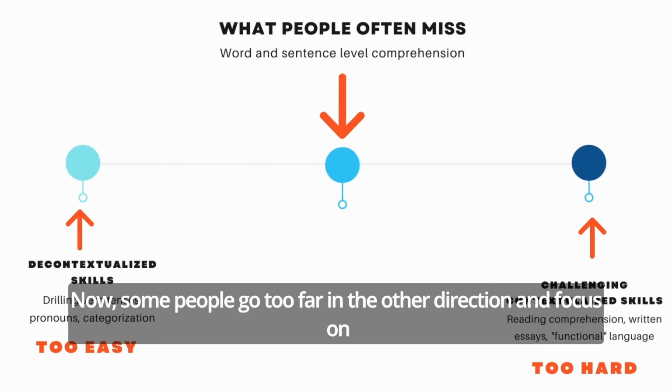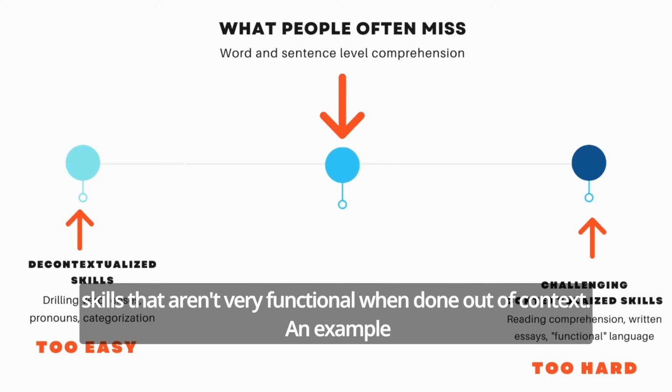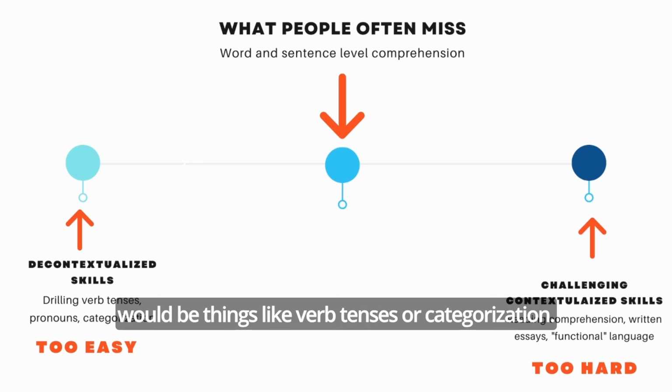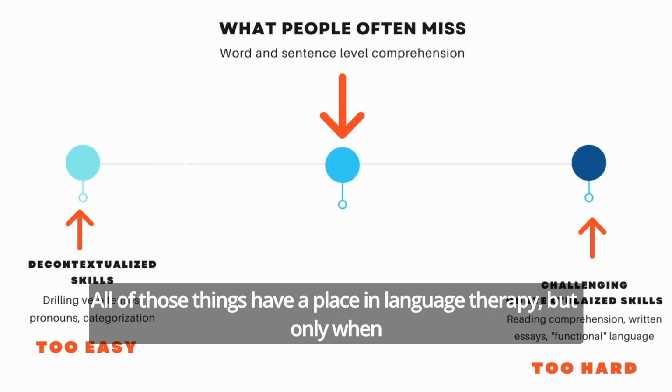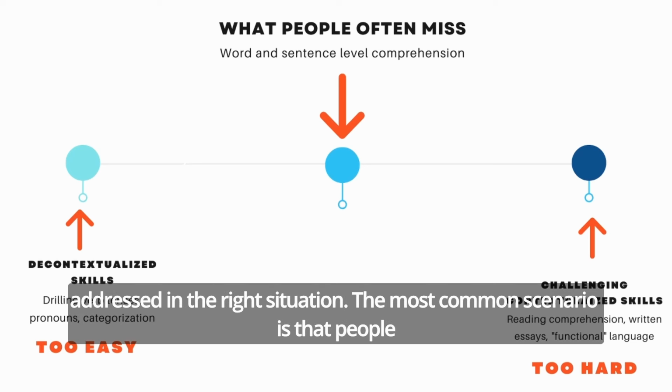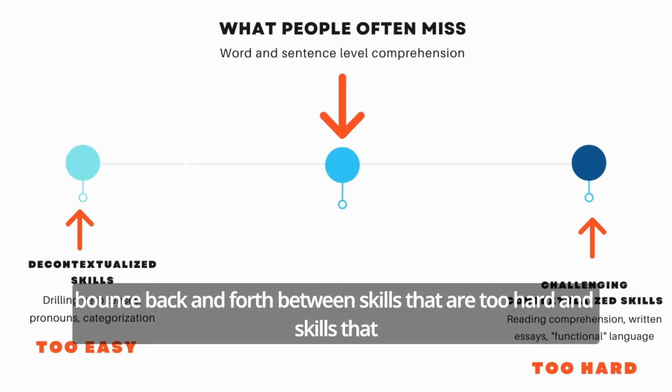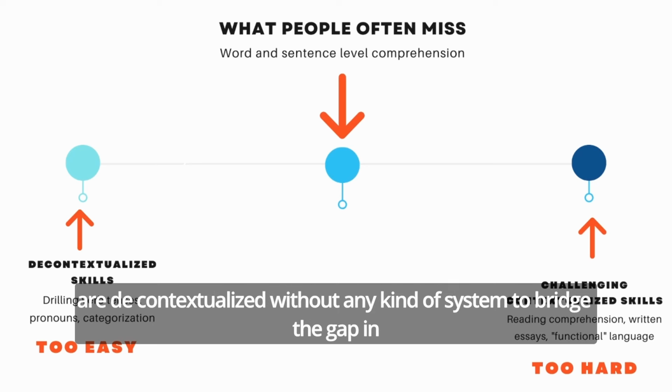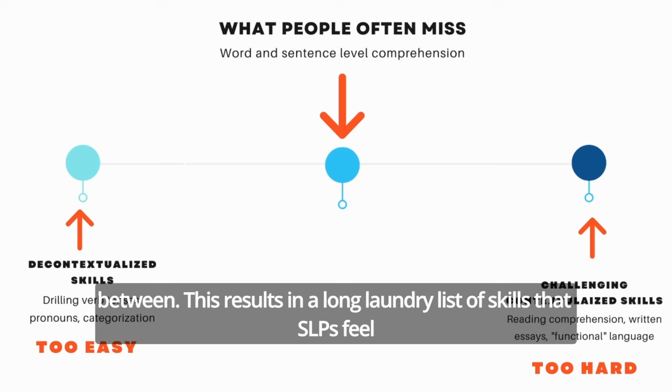Now, some people go too far in the other direction and focus on skills that aren't very functional when done out of context. An example would be things like verb tenses or categorization. All of those things have a place in language therapy, but only when addressed in the right situation. The most common scenario is that people bounce back and forth between skills that are too hard and skills that are decontextualized without any kind of system to bridge the gap in between.